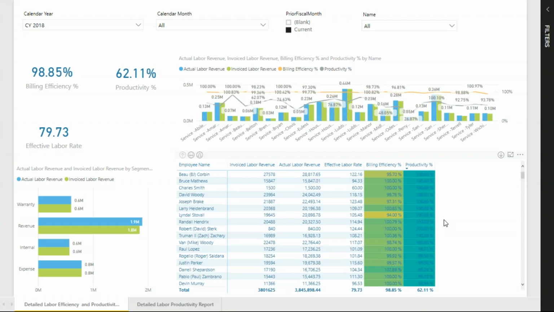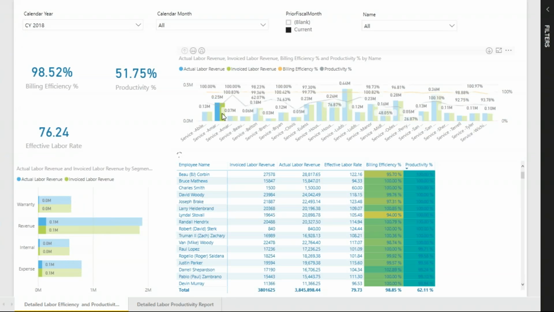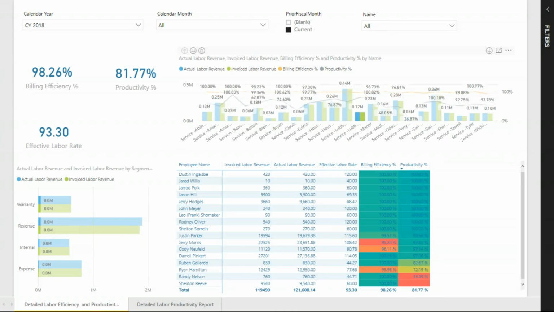There's another one. So the invoice labor revenue is essentially what you invoice to the customer. The actual revenue is what you would have invoiced had you not flat rated. The effective labor rate is essentially what is effectively the labor rate for this guy, and then you can look at a particular branch. This tells you all your guys in that branch and who's ranking higher, who's ranking lower, all that stuff.